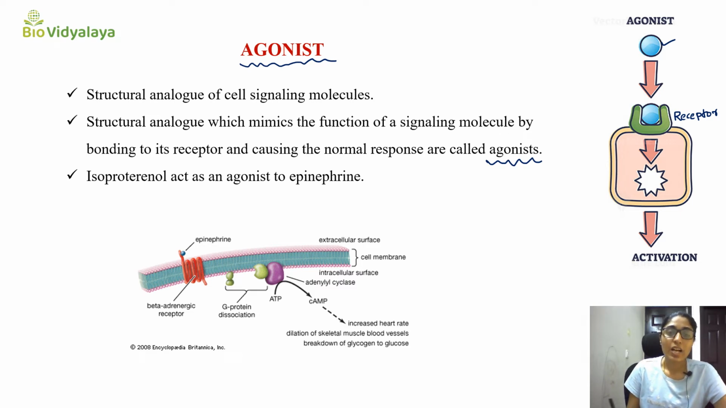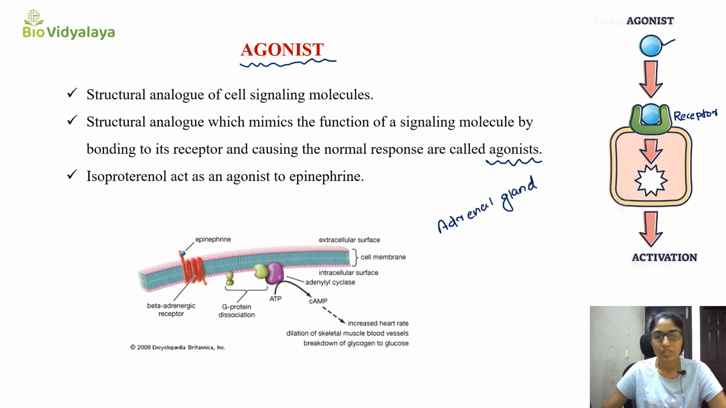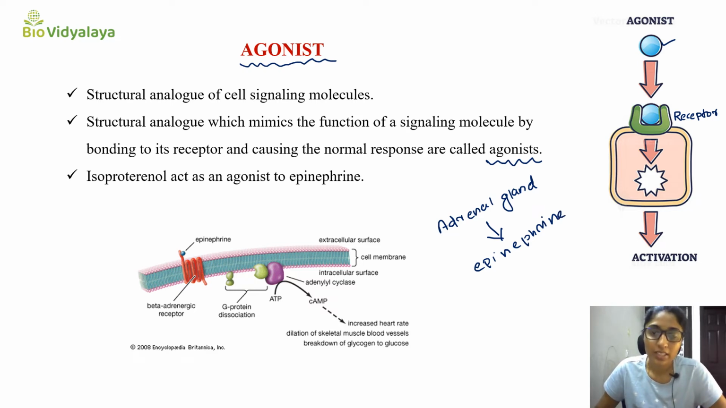Isoproterenol acts as an agonist to epinephrine. We know that epinephrine is produced by the adrenal glands, and this epinephrine will make our body ready for short-term emergencies. Epinephrine is also known as adrenaline, and it is produced by the adrenal gland when we become nervous.